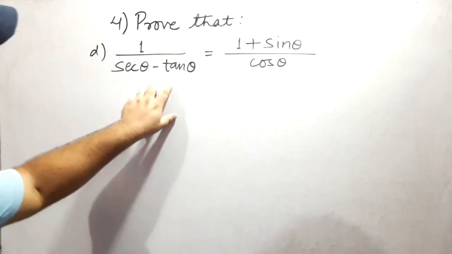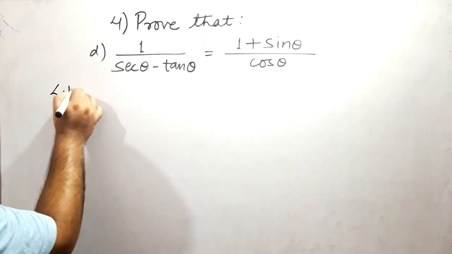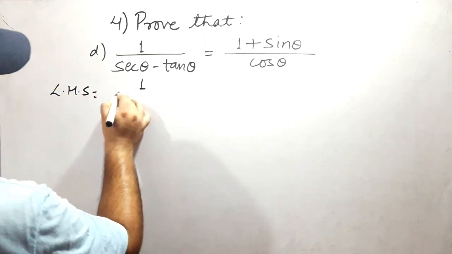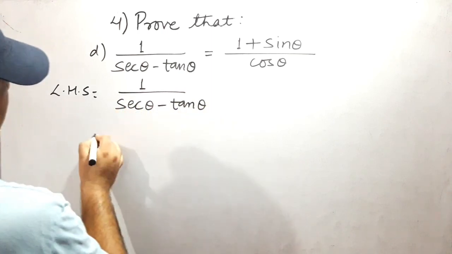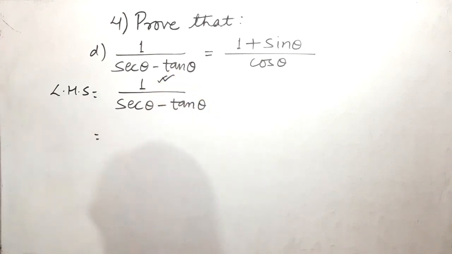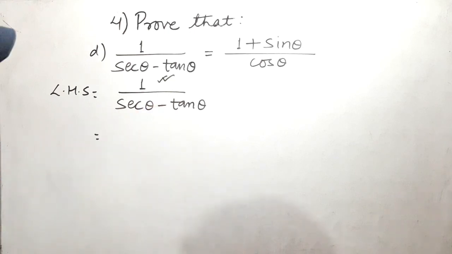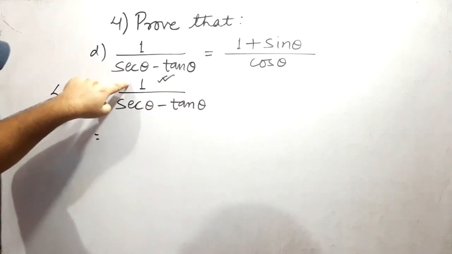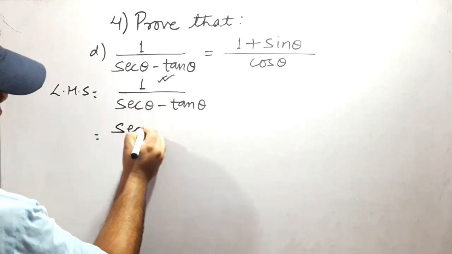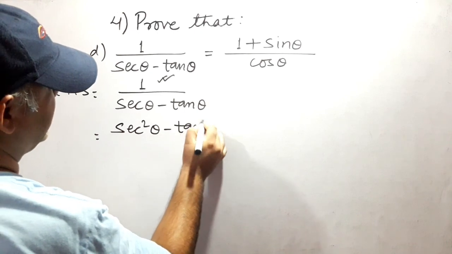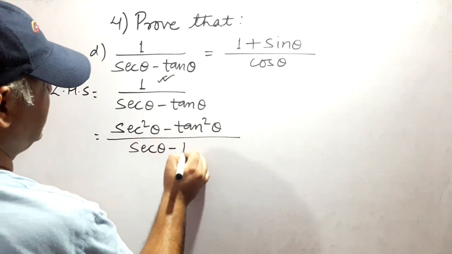Next: 1 by sec theta minus tan theta equals 1 plus sin theta by cos theta. Taking the left hand side, we have 1 by sec theta minus tan theta. Let's write 1 as a relation which would match with sec theta minus tan theta. So what would be the relation of 1 which would match with sec theta minus tan theta? Obviously it is sec square theta minus tan square theta by sec theta minus tan theta.